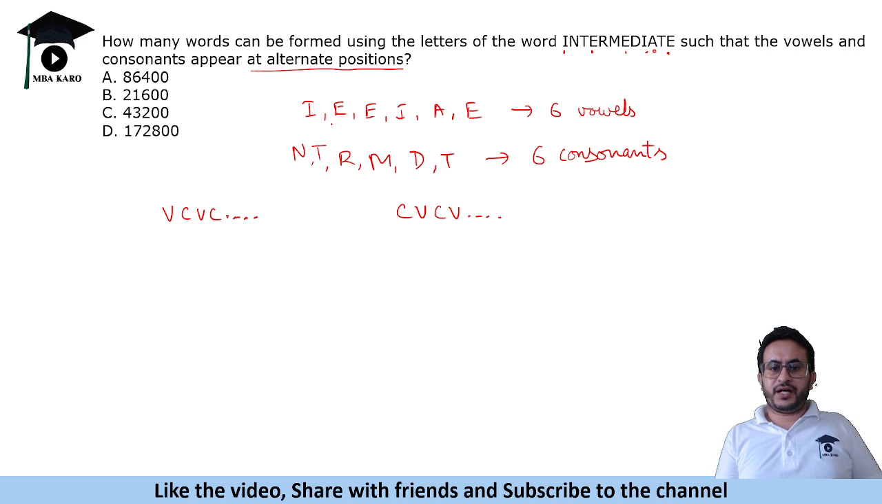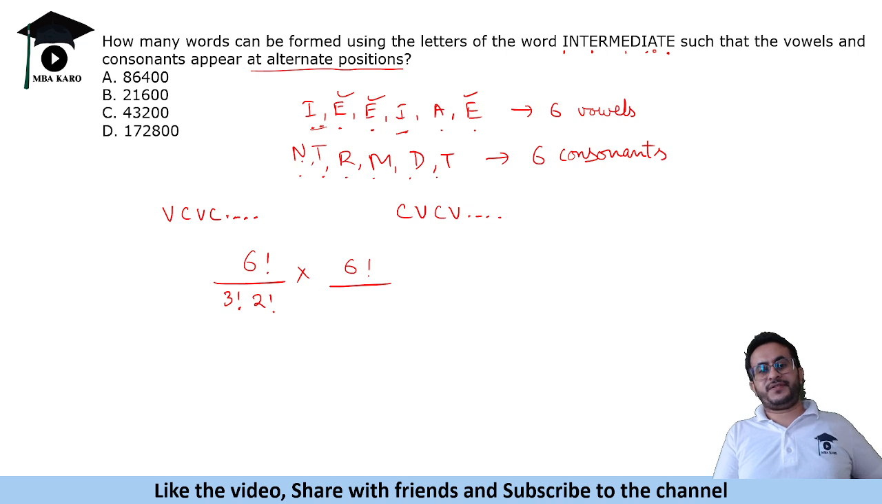Now consonants are arranged in how many ways? Vowels are arranged in how many ways? 1, 2, 3, 4, 5, 6. We have 6 vowels. Out of them we have E coming 3 times, and I coming 2 times. So this is the arrangement of vowels. Of consonants, we have 1, 2, 3, 4, 5, 6 consonants, and among themselves we have T repeating twice.